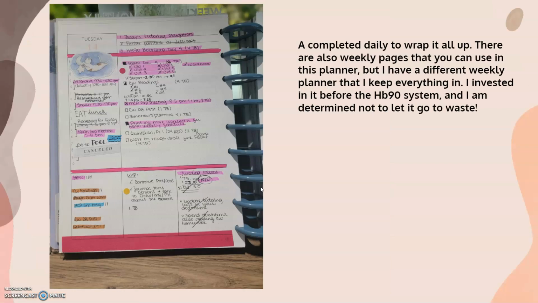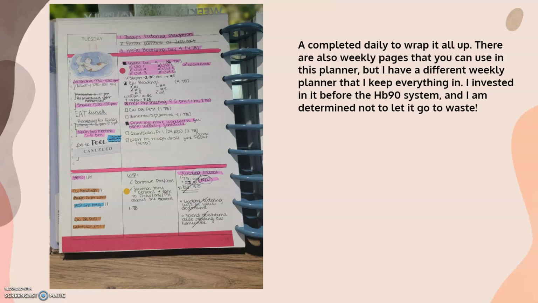Now, this is what the daily looks like. There are weekly pages that you can use in this planner, but I do not have a picture of them because I have a different weekly planner that I keep everything in. I invested in it before the HB90 system. I don't want to let it go to waste, but I will most likely not purchase it again because I find that my Google Calendar and this system here really helps me take care of almost all of my needs.